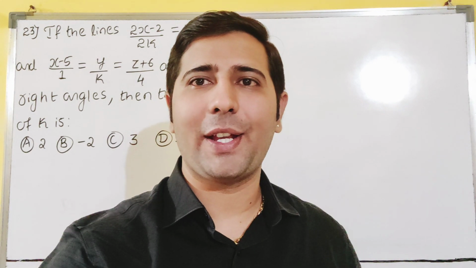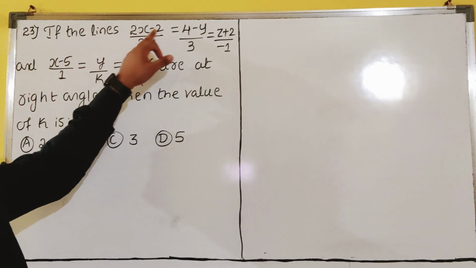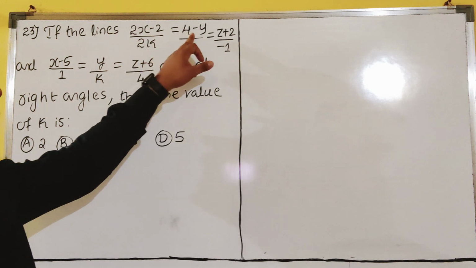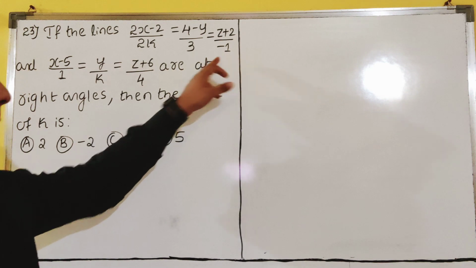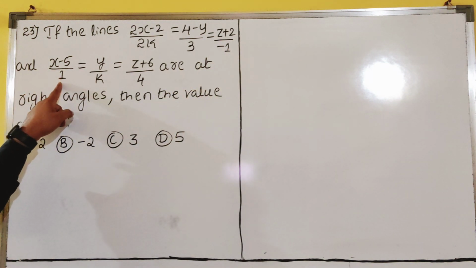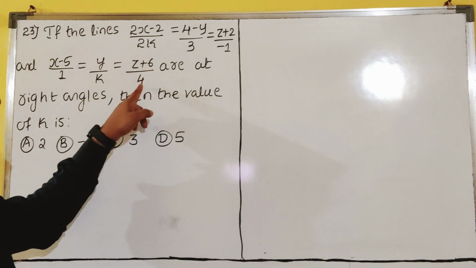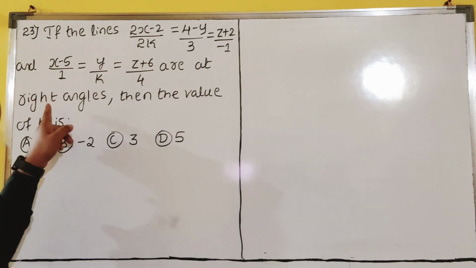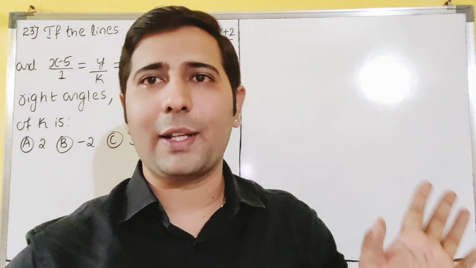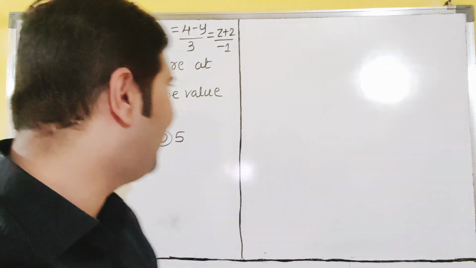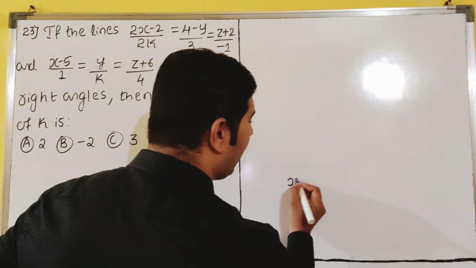Let us see the next question, dear students. Question number 23. If the lines (2x minus 2) divided by 2k is equal to (4 minus y) divided by 3 is equal to (z plus 2) divided by minus 1, and (x minus 5) divided by 1 is equal to y by k is equal to (z plus 6) divided by 4 are at right angles, then the value of k is what? Very interesting question. This is a halwa question for you. The board is giving halwa.